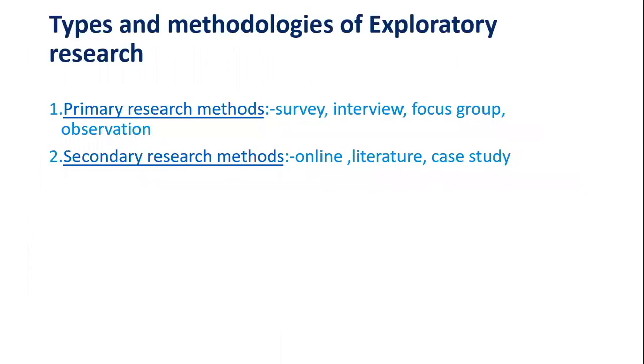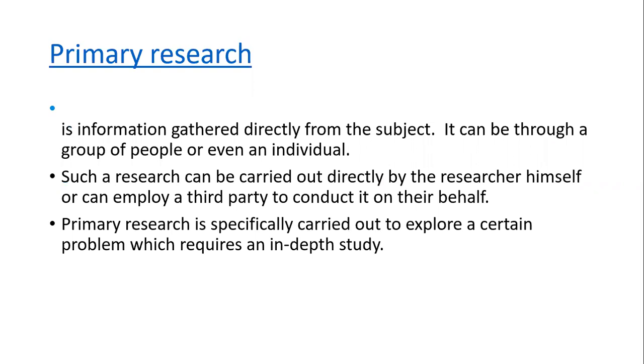So now if you look at the next, that is types of methodology of exploratory research, the primary research methodology and secondary research. So today we will be just knowing about the first one, that is survey method. Okay, basically the primary research is information gathered directly from the subject. So directly you are taking it. This is the primary research.